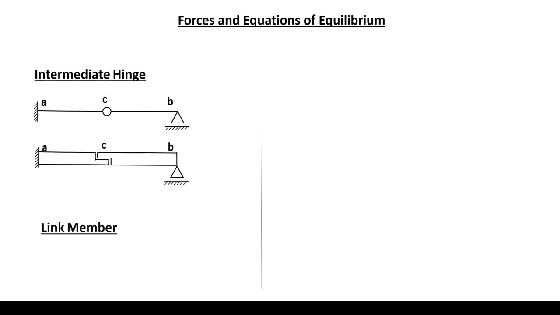Link members. We have 3 conditions for link members. Hinged means it starts with a hinge and ends with a hinge. Straight, indicating that it can never be curved. Unloaded, and so the loads affecting the links are applied on other parts of the structure or directly on the hinges.